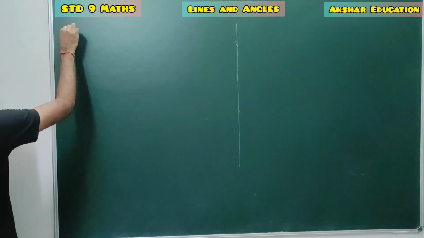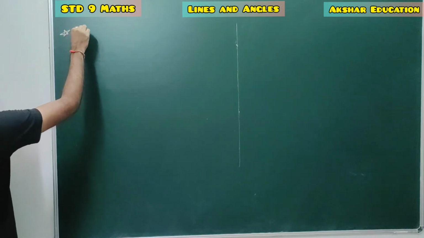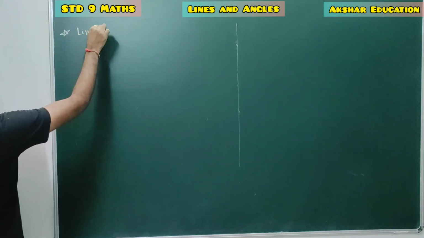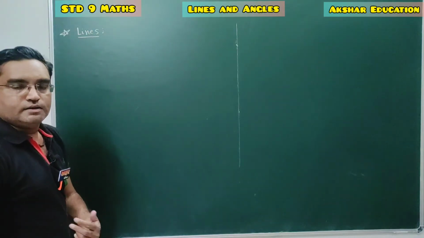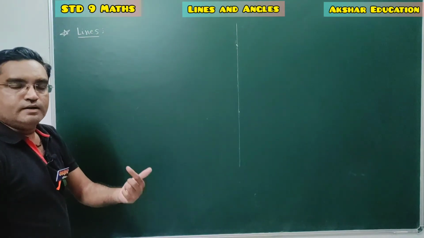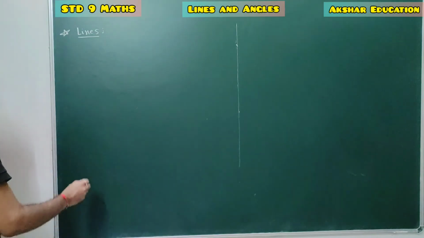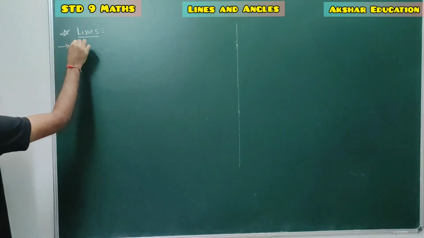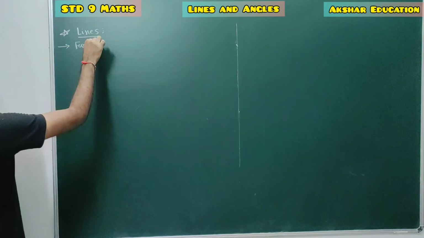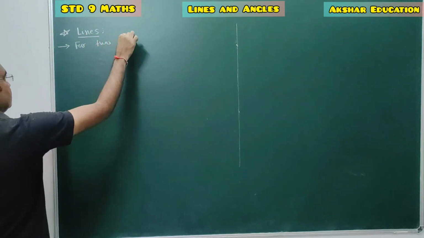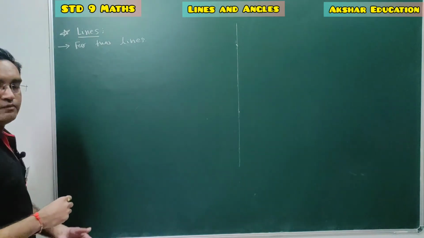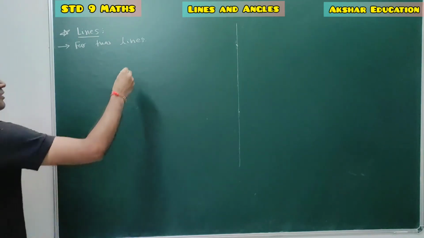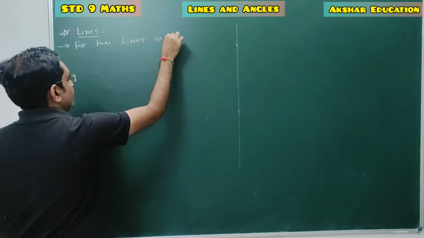In this chapter we have to discuss lines, and we have studied the definition of line. Here we have to study lines, that means more than one line is there. So for any given two lines, there are three possibilities. You have to remember these three possibilities for any given two lines in a plane.